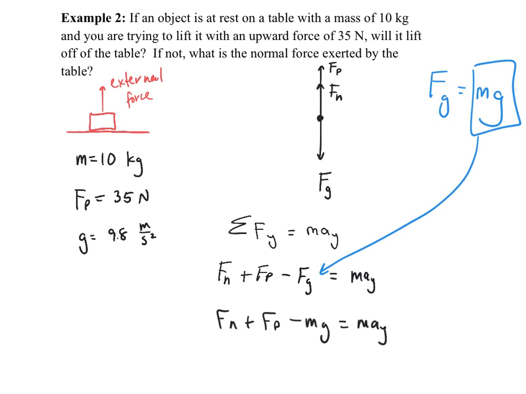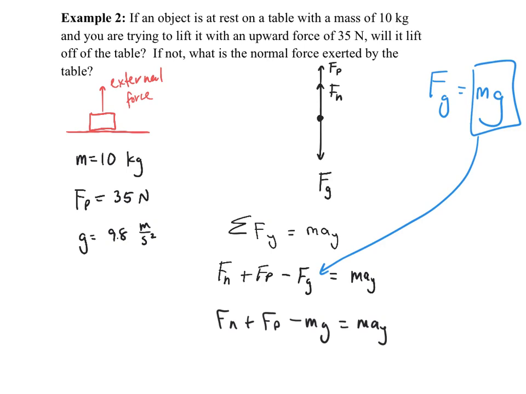Some teachers actually, and you can do this if you want, don't label this as Fg, they just label it mg. And you can do that if you'd like, that's fine with me. If you remember better, call the weight mg every time. I write it as Fg because I like to think of this as a force due to gravity, and then I remember that Fg is just mg. And I think this is on your formula sheet. If it's not, it's okay, you'll memorize it, I promise.